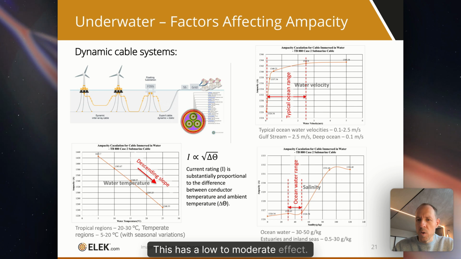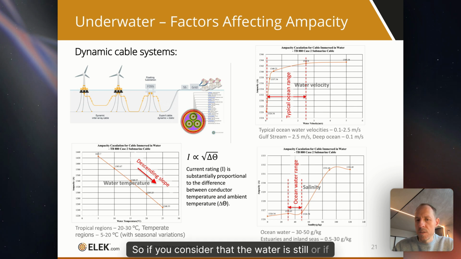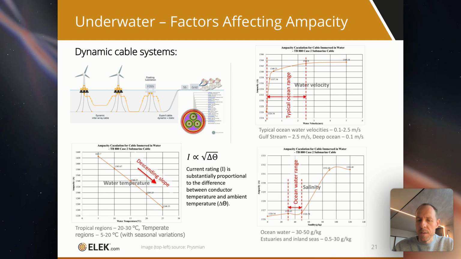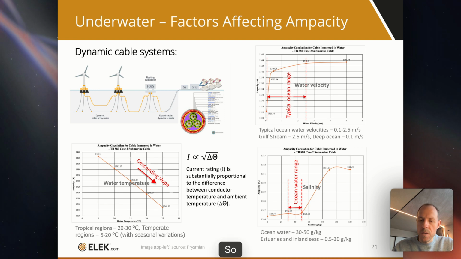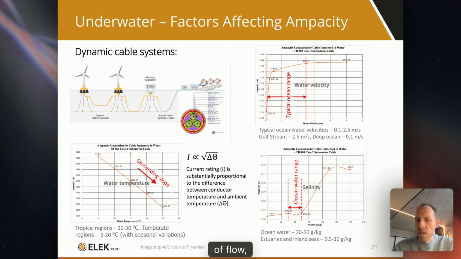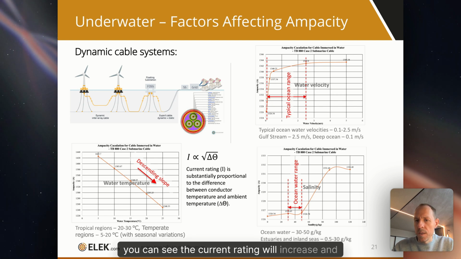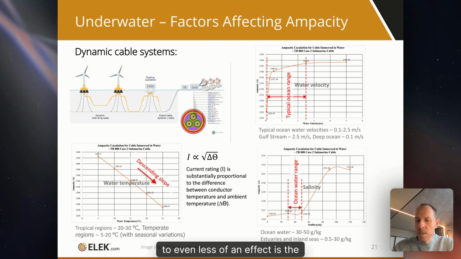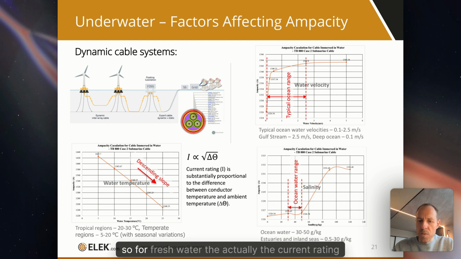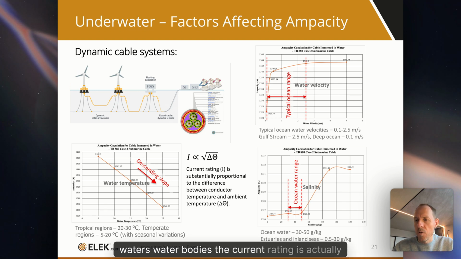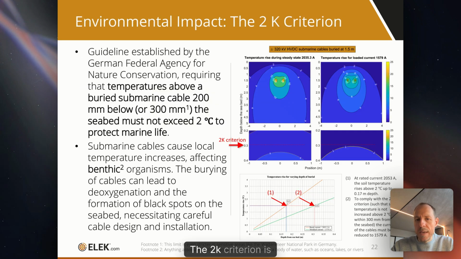This has a low to moderate effect. So if you consider that the water is still, or if it's moving, this will impact the current rating slightly, not so much. So if we consider 2-3 meters per second at most of flow, you can see the current rating will increase. And the bottom right-hand corner, to even less of an effect, is the water salinity. So for fresh water, the current rating is slightly lower, and for highly saline water bodies, the current rating is actually increased.